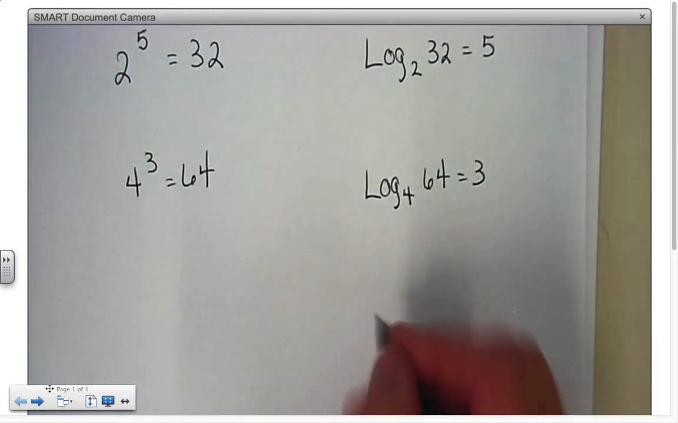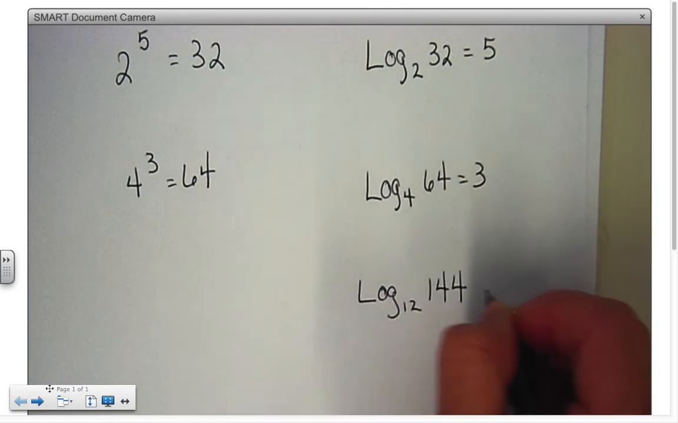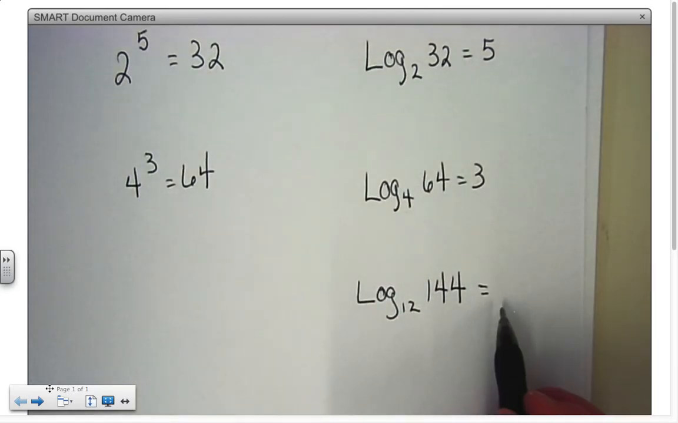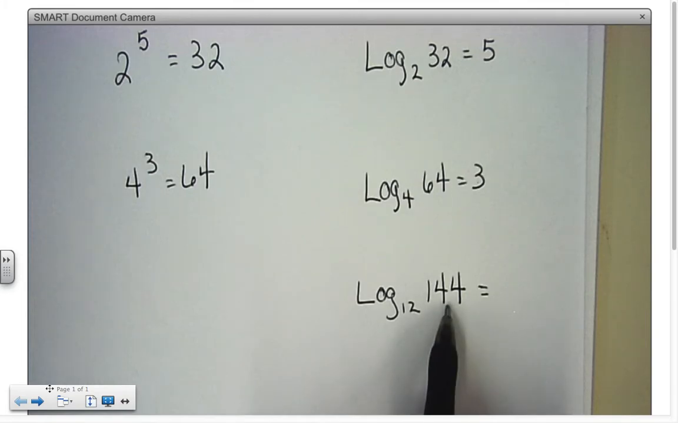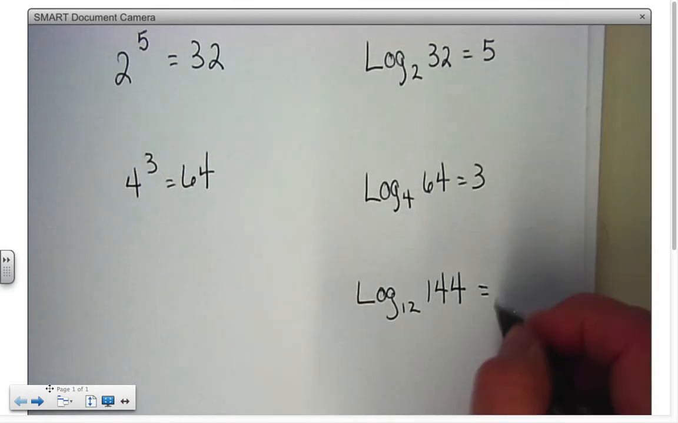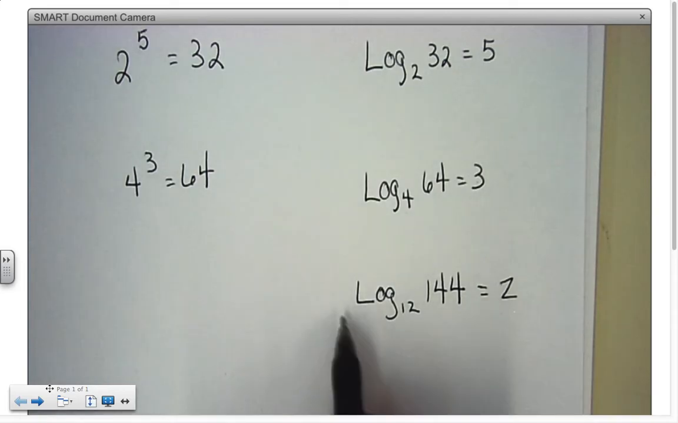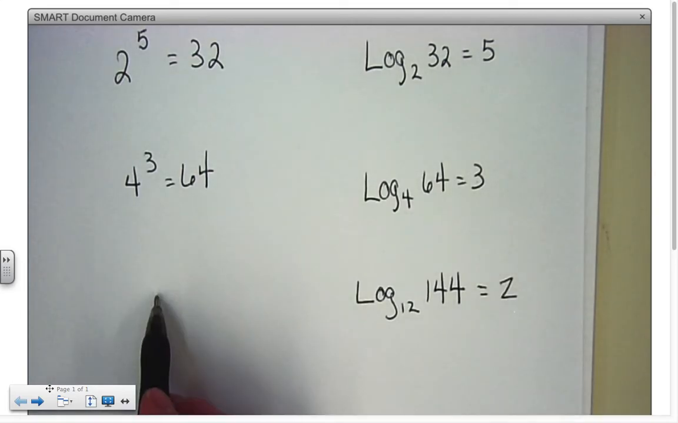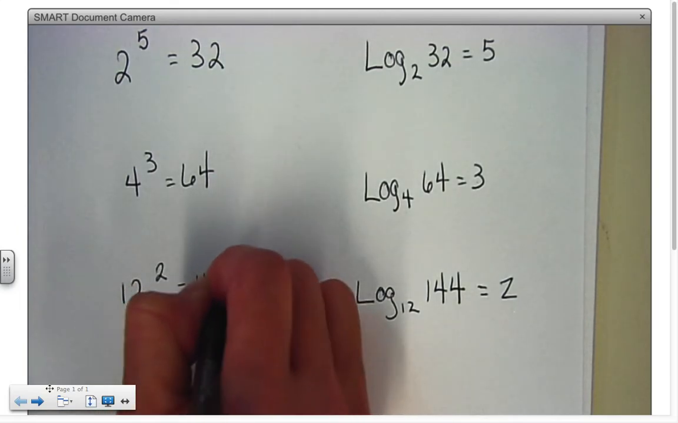I'll give you one more going that way. Let's go log base 12 of 144. If I don't write what this equals, do you know? The word log, or logarithm, means what exponent for 12 makes 144? 12 to what power makes 144? The answer here is 2. That's really all log means, and if I want to switch it from log back to exponential, it'll be 12 squared equals 144.